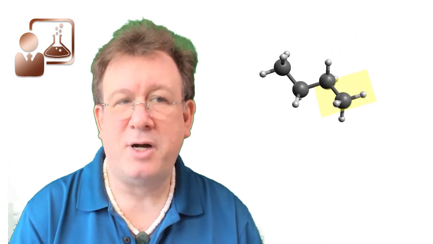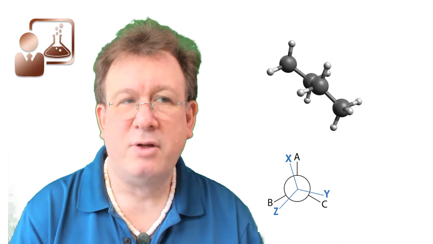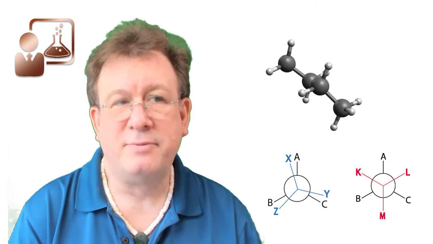As you rotate along that bond, the attached bonds will either line up or have gaps between them. When the bonds are aligned, we call that configuration eclipsed. When they are not, we call it staggered.